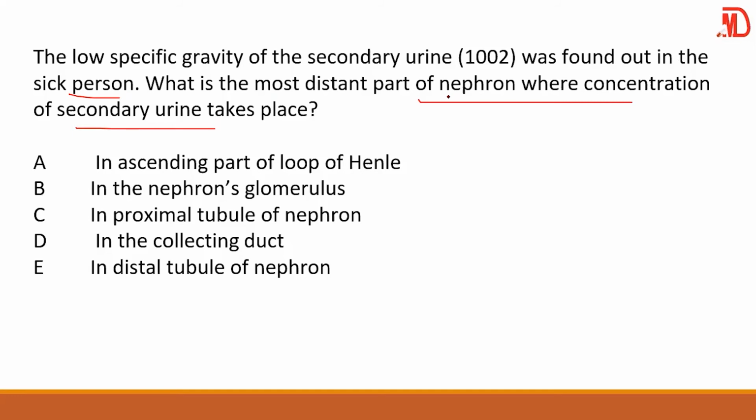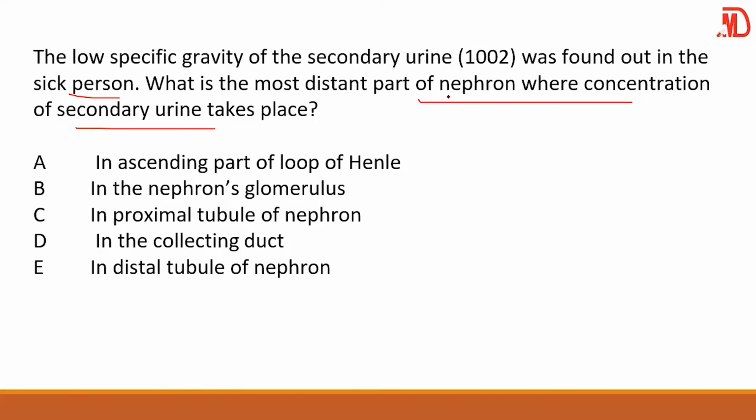So over here, you must understand how the primary urine is formed and then the secondary urine is formed. Primary urine is basically formed by filtration from the blood. Then from the primary urine, certain substances are reabsorbed into the blood and other substances are excreted into the primary urine from the blood.